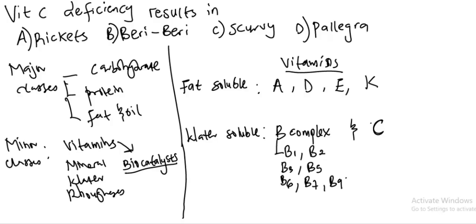So fat soluble vitamin A, D, E, and K. Water soluble vitamin B complex, and the what now? The vitamin C. For the B complex, we have the B1, the B2, the B3, the B5, the B6, the B7, and the B9. So major classes of food: carbohydrates, protein, fats, and oil. Minor classes of food: vitamins, minerals, water, and the refuges. Now, the vitamins are also called what now? The biocatalyst.